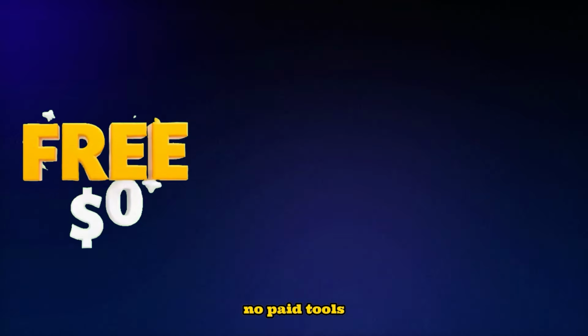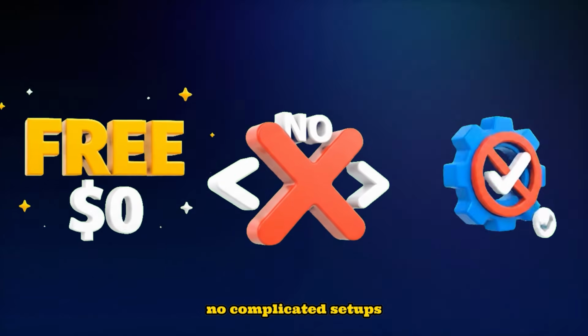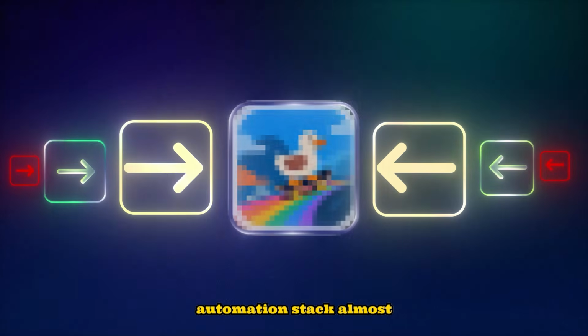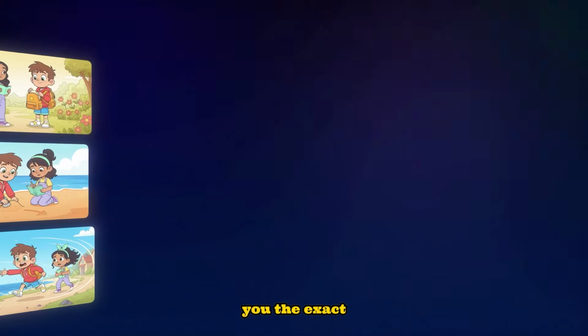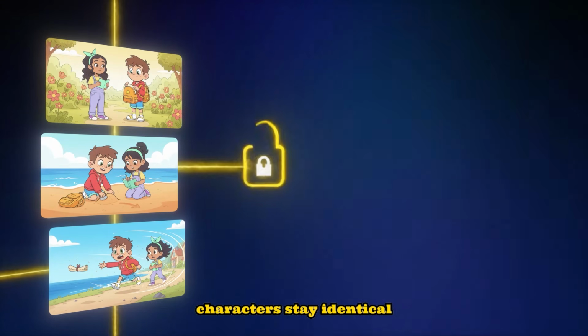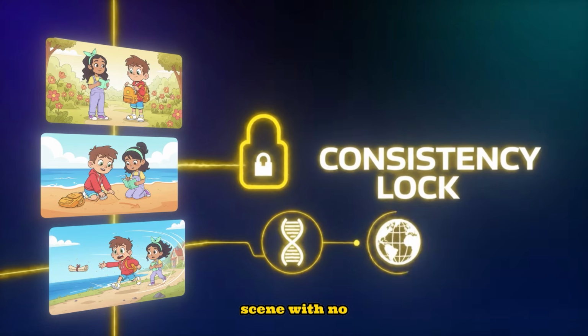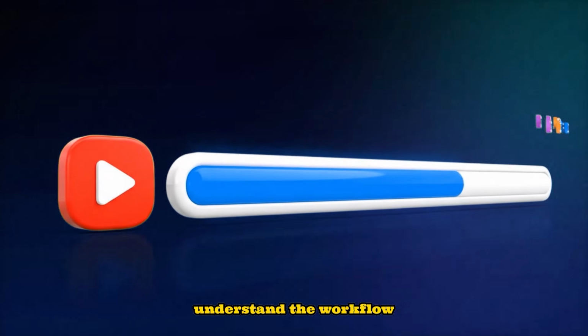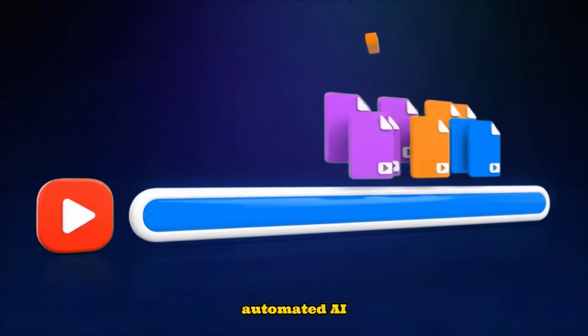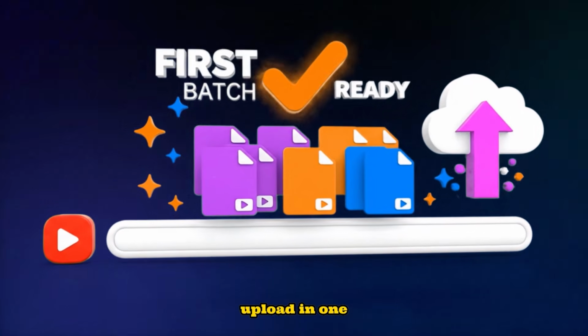No paid tools, no subscriptions, no complicated setups. Just one free automation stack almost nobody is using. And in step 3, I'll show you the exact trick that makes your characters stay identical in every single scene with no face swaps. By the end of this video, you won't just understand the workflow. You'll have an automated AI short ready to upload in one click.